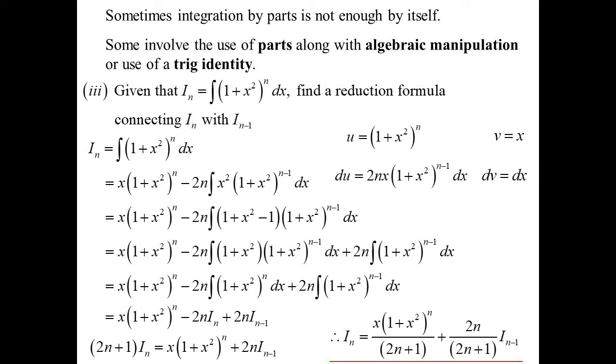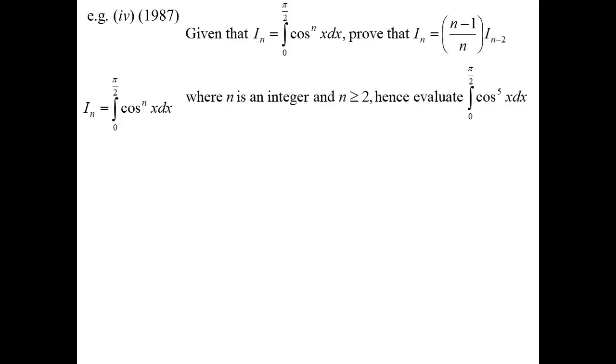In the exam, what normally happens, when you get a complicated one like this, they'll normally say, show it's this, so then if they do want you to use it, then you've got the formula you can use for the next parts. So something like that. Here's 1987, so something like this. We want to find the integral of cos to the power of n.